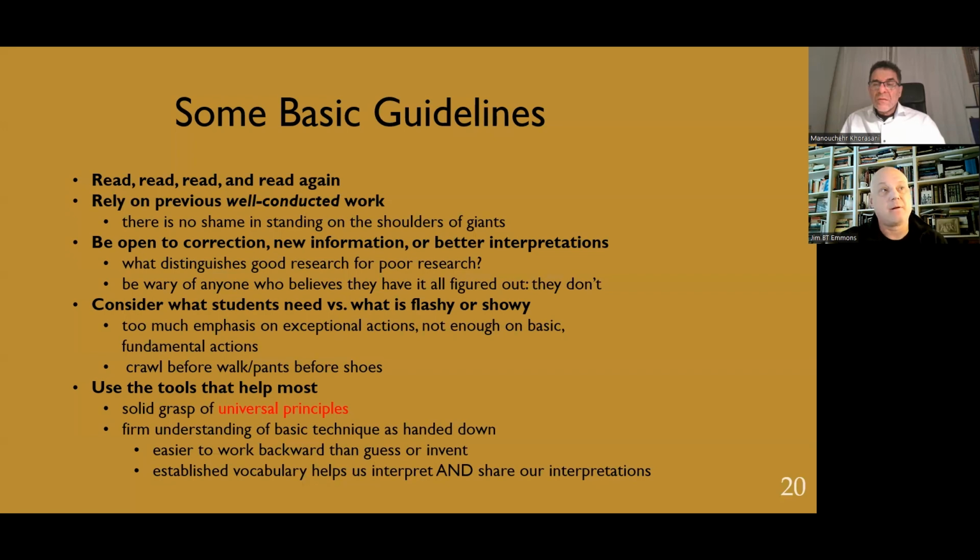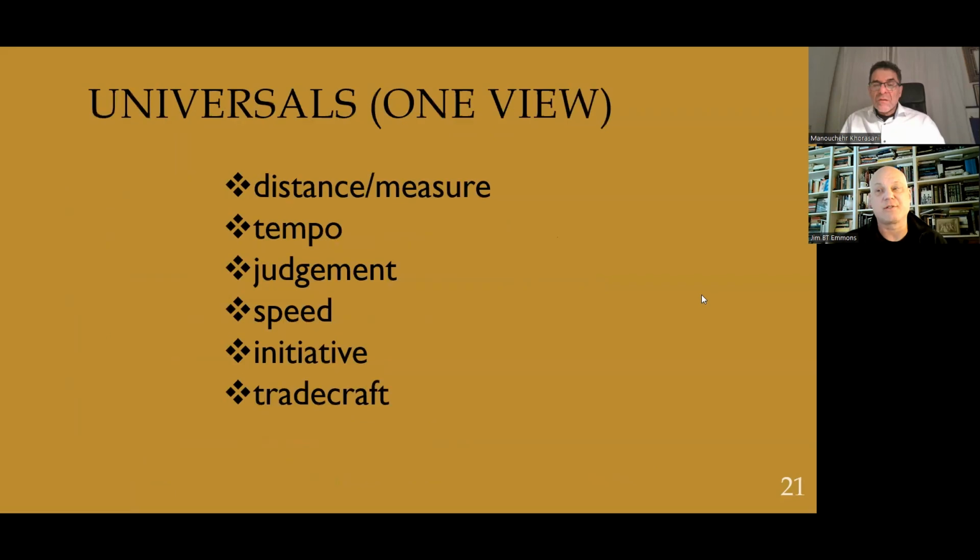Now, on that note, I've been asked, okay, well, what are those universals? Now, this is just one list. It's a pretty good one. So distance or measure, the distance between two opponents. It varies. In my system, most of the stuff that we look at is either out of distance, where you can't hit one another, in distance, where you can, and then close distance, where you can just reach out and hit each other at will.